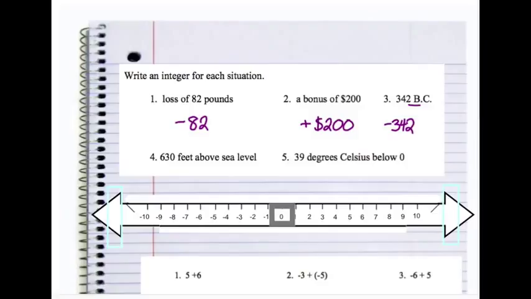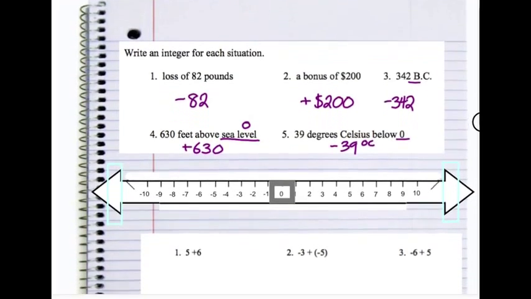Number 4 says 630 feet above sea level. Whenever you think of sea level, you always want to think of that as being your 0 point. If you go to the ocean and you're standing on the very edge of the beach, right where the water hits the land, that is sea level. That is the 0 level. So if you're 630 feet above sea level, that means you're going in a positive direction. You're either up on a cliff or at a lighthouse or something like that. And lastly, 339 degrees Celsius below 0. Again, anytime you're looking at below 0, it's a negative number.